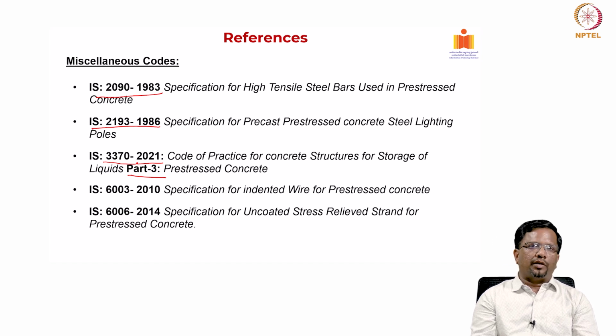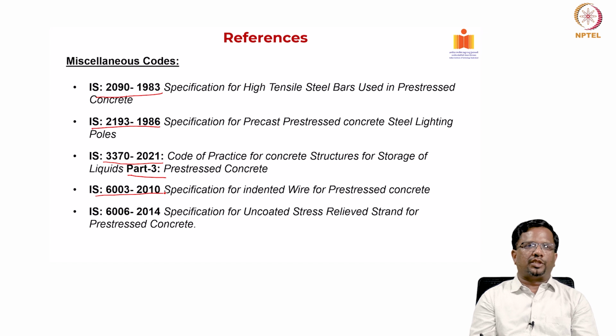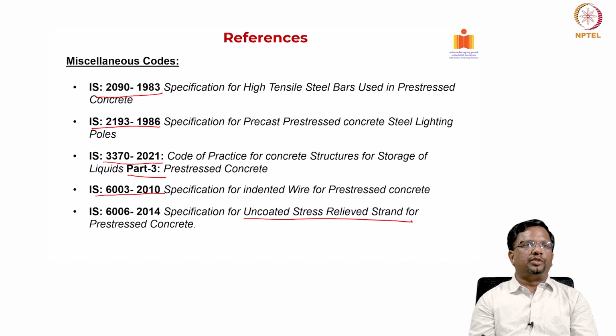And then for special applications, indented wire in prestressing steel, there are different types of prestressing steels commonly used, which we will again talk about in the coming modules. But if you are using wire for prestressing applications, then we have to follow IS 6003/2010. Then we also follow, if we are using stress relieved strand, which is not very common these days because we will be using low relaxation strand, but for some reason if this is being used, then you have to follow the IS 6006 standard for design.